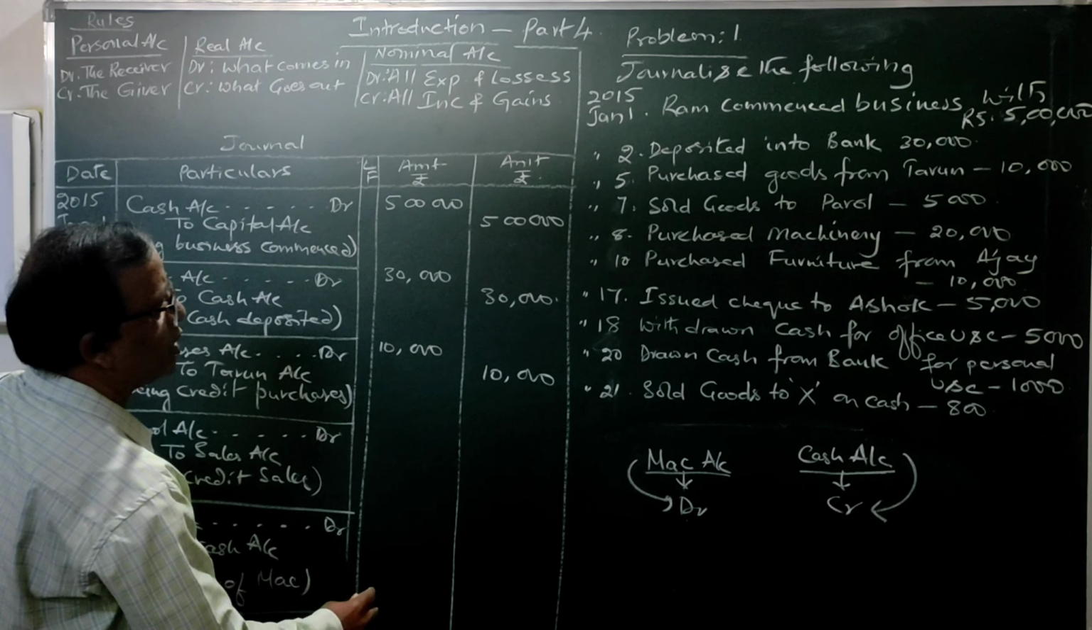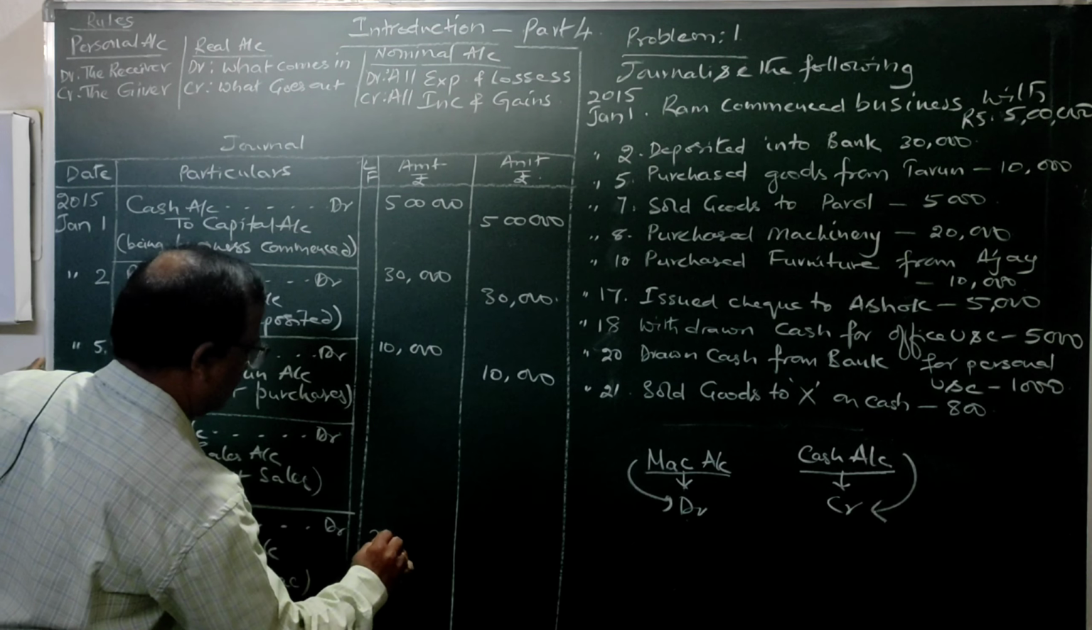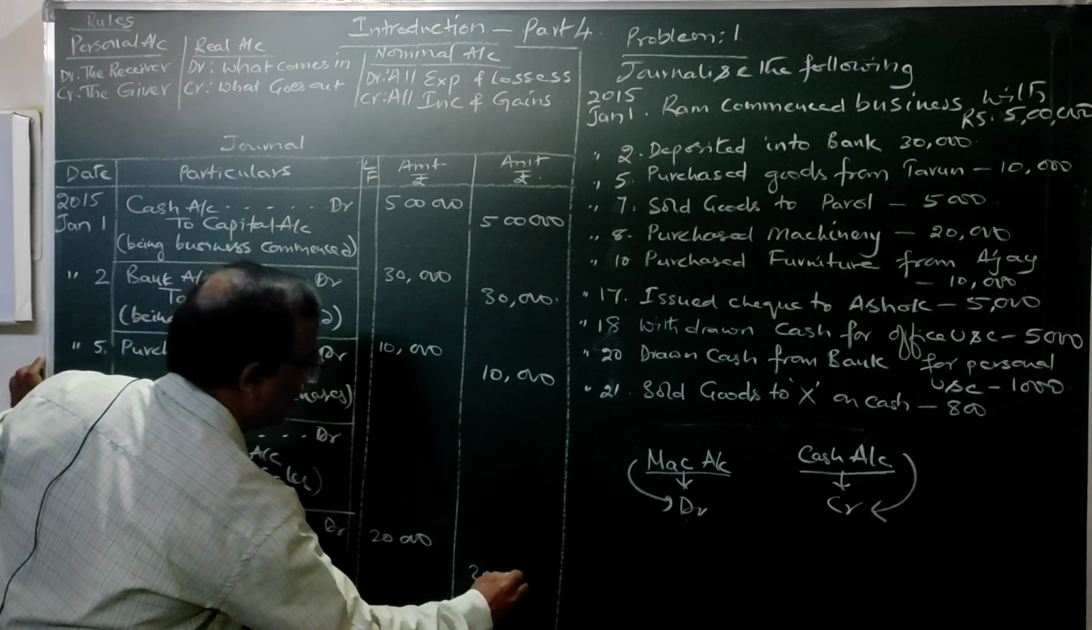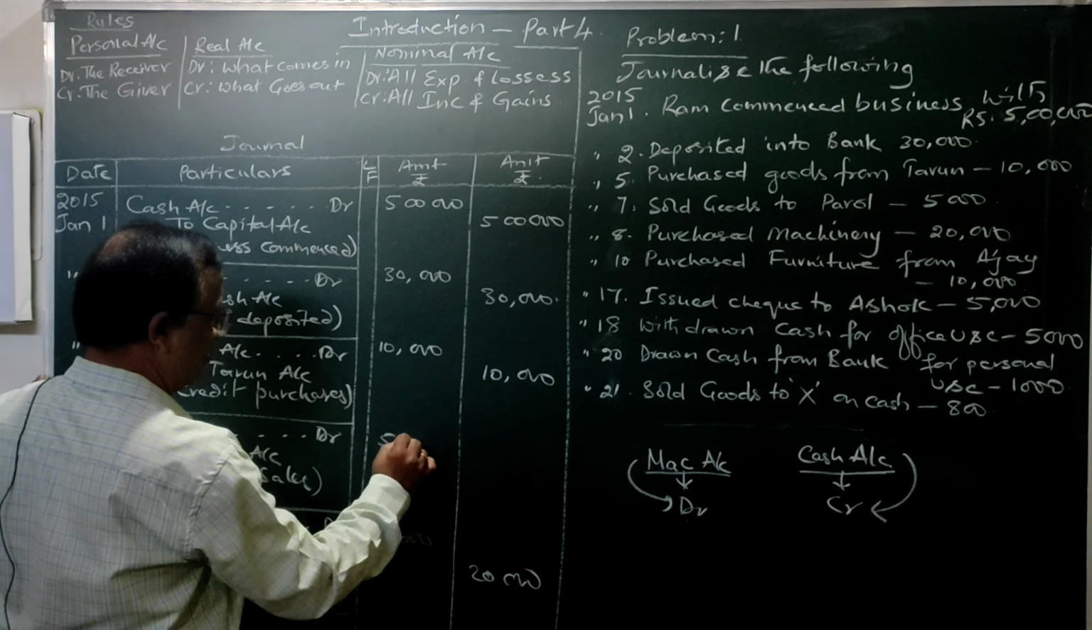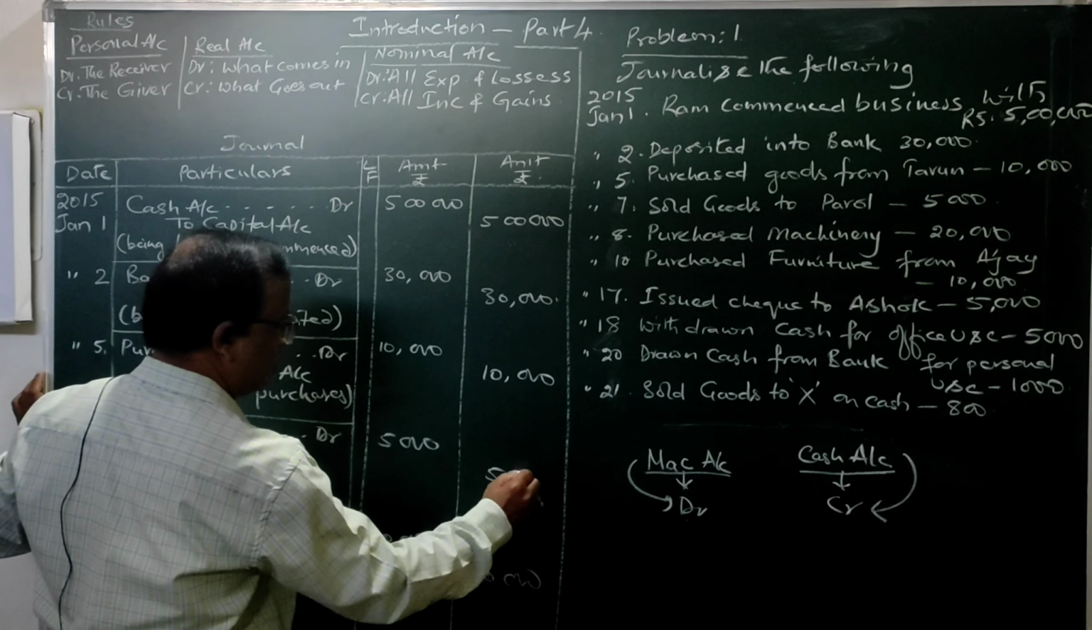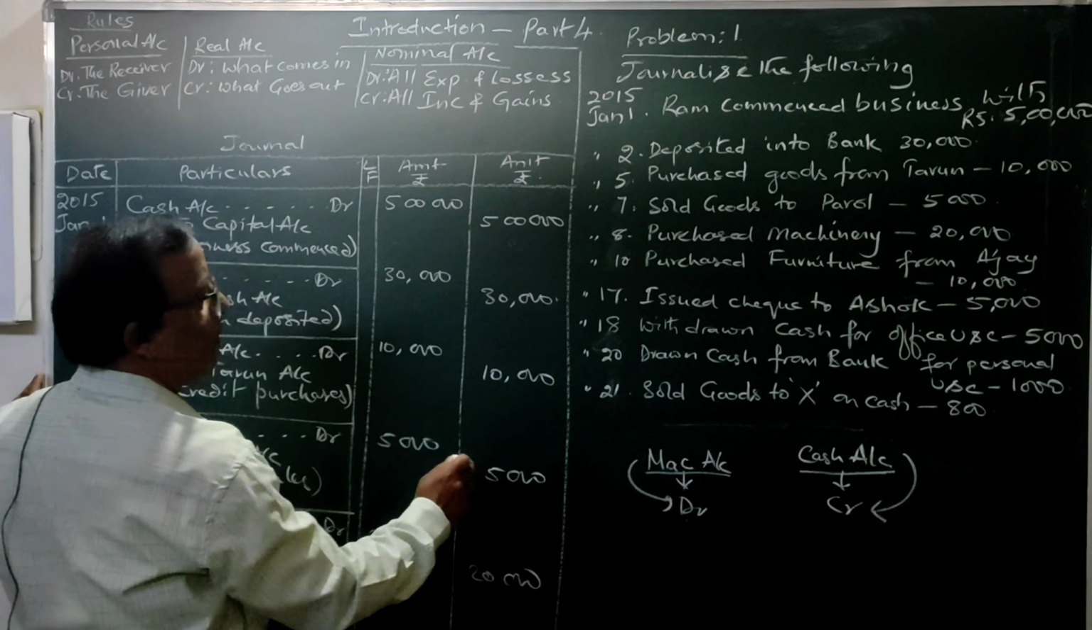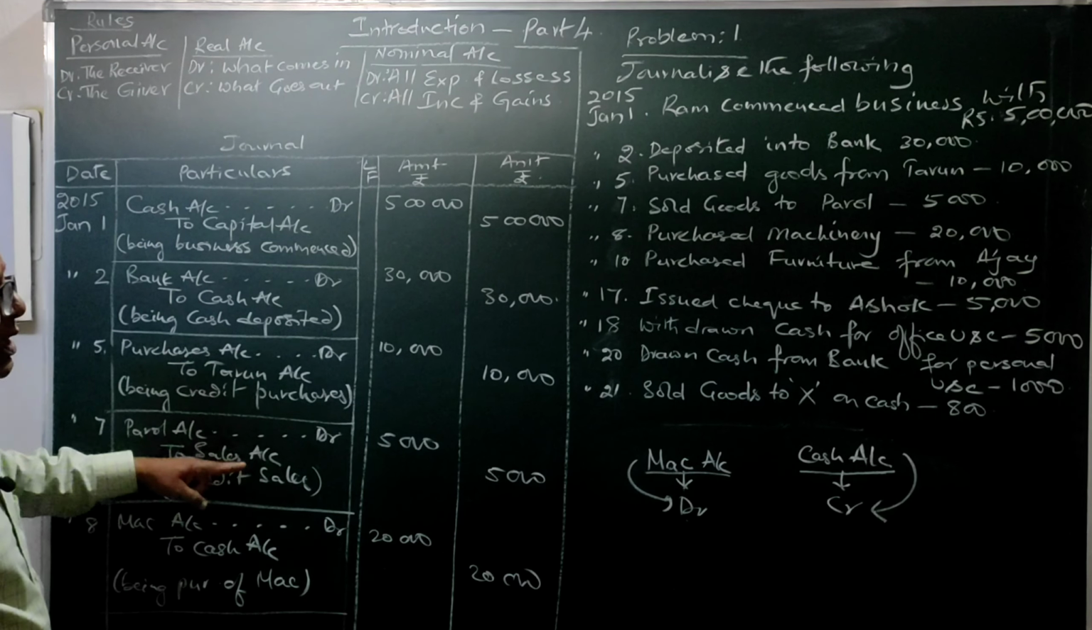You have purchased machinery for how much? For 20,000. See, for this transaction I have not written the amount there. The amount is 5,000. Please do correct it. This is 5,000. The amount I have not written earlier. So this is how we are going to write the entries there.